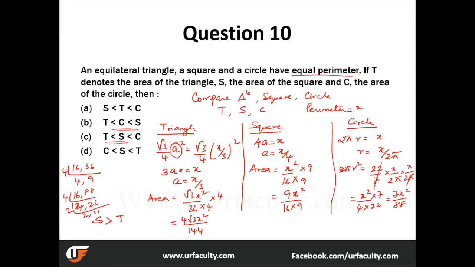So in this case, you need to multiply by 11. So you have 11x square by 4 into 2 into 2 into 11. And here it is 88.